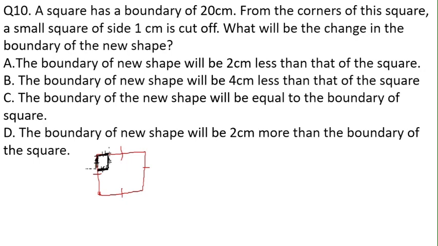So the perimeter is going to remain the same. Perimeter is not going to change. That is, the boundary of the new shape will be equal to the boundary of the old square. Got it? So the correct answer for the given question is option number C.